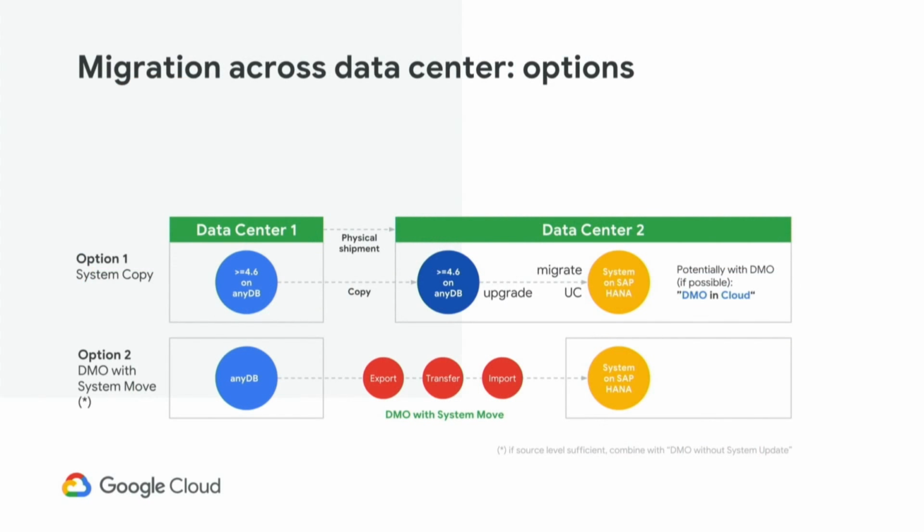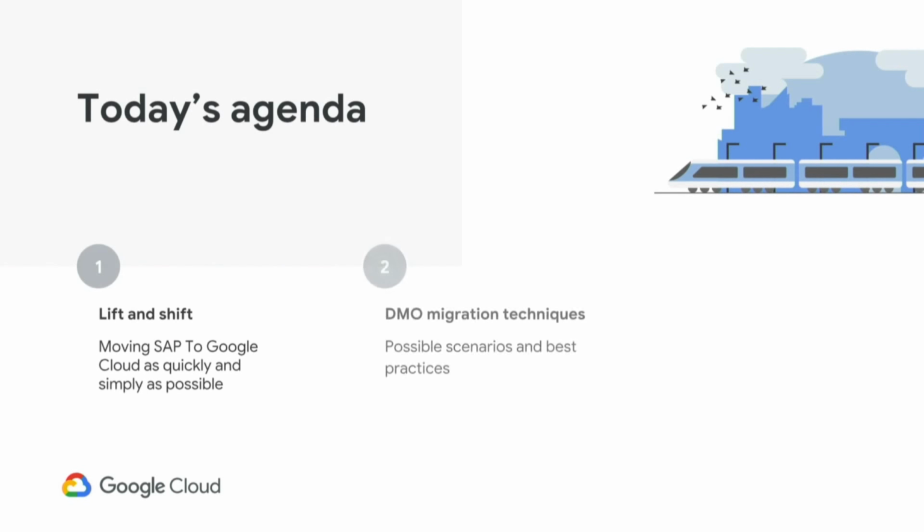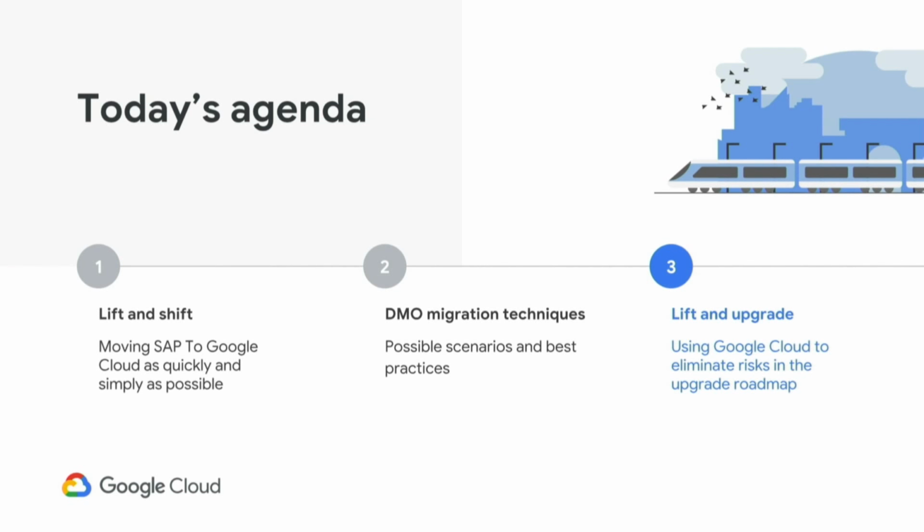The other journey that you could take is DMO with system move. That will be a migration and an export, transfer, import, and upgrade. So the end goal will be that in one step, you are up and running in a second data center with your software and database upgraded to the latest version of SAP. So we've talked about the lift and shift with Velostrata and the DMO techniques. Again, the key point is that they are available to you in the context of SAP.